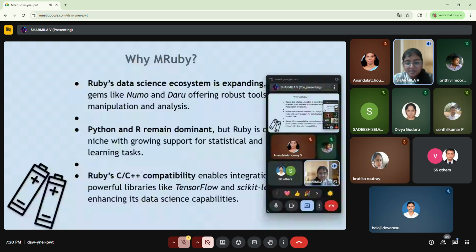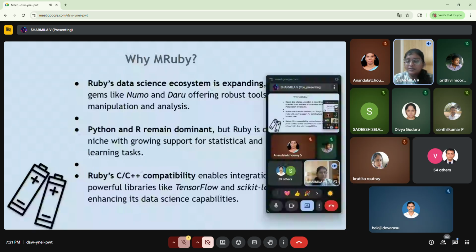So the Daru gem provides a data frame structure, similar to the one found in Python's pandas library, right? Pandas and NumPy are libraries existing in Python, and they are exclusively used for data analysis and data visualization, right? Similarly, in mruby, we have the Daru gem that is used for organizing and manipulating data, exclusively tabular data. And we have the Numo gem that offers efficient numeric arrays for high-performance scientific computing.